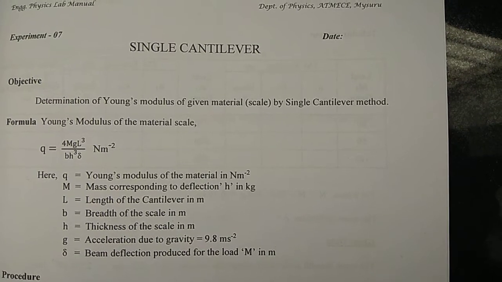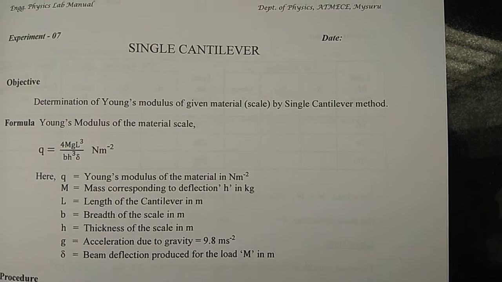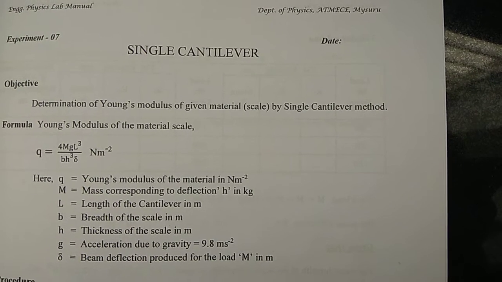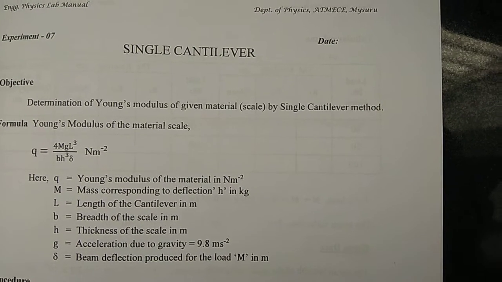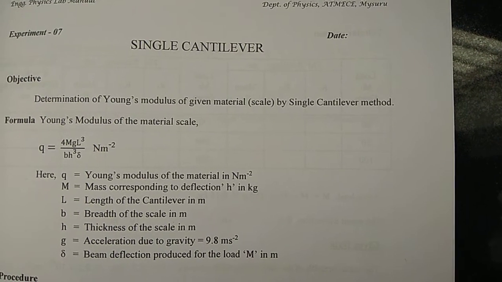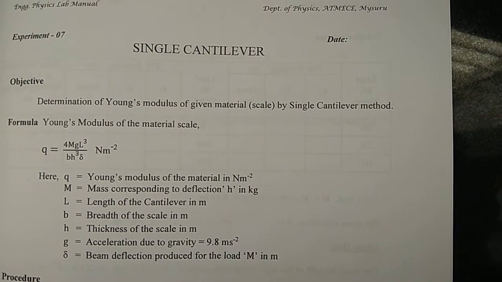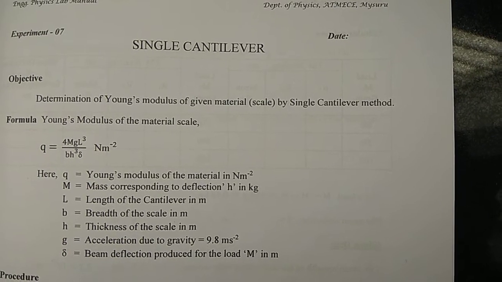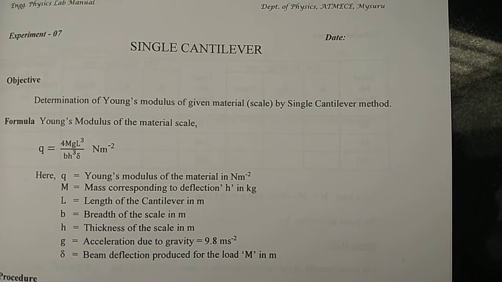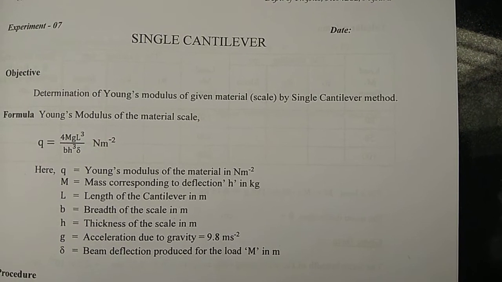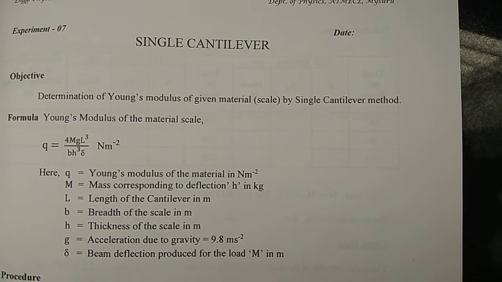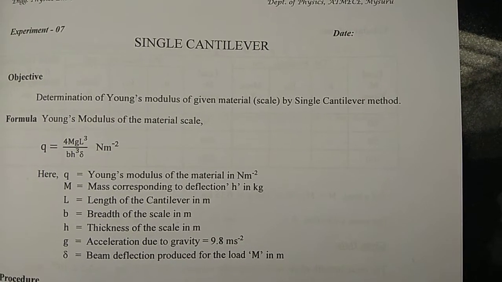Now we will discuss how to conduct the single cantilever experiment. The objective of the experiment is determination of Young's modulus of given material, that is the material scale here, by single cantilever method. The formula used in this experiment to calculate Young's modulus is 4mgl cube divided by bh cube delta.